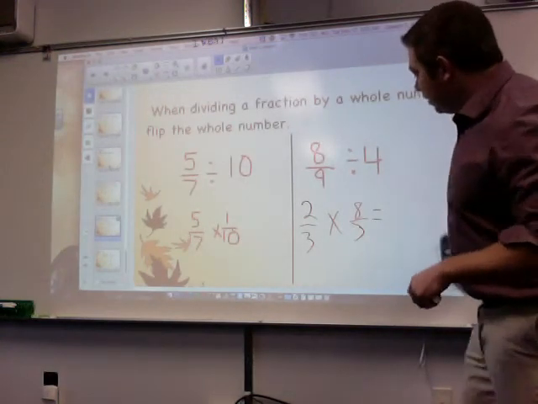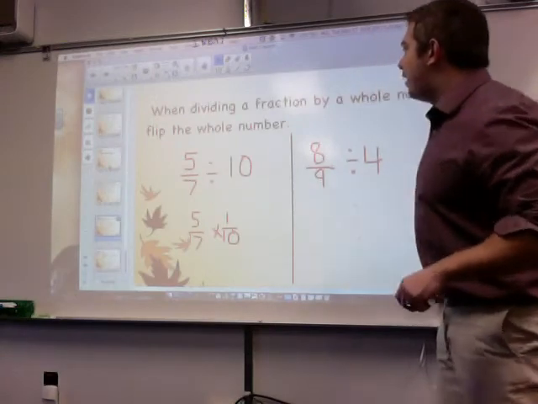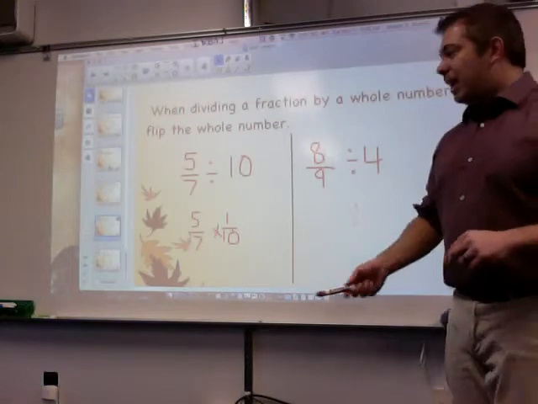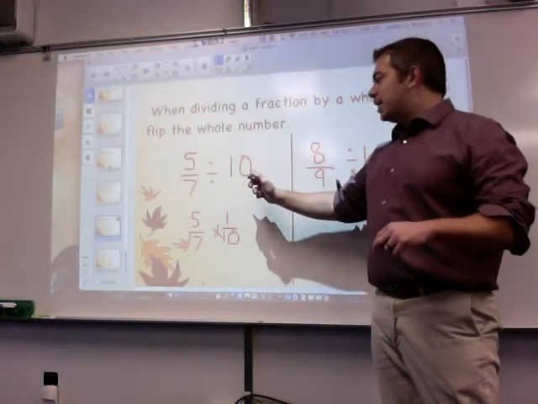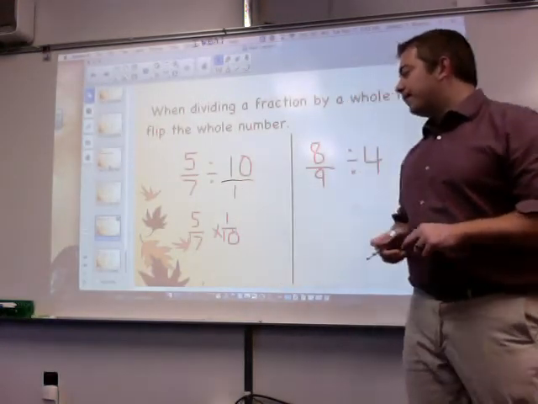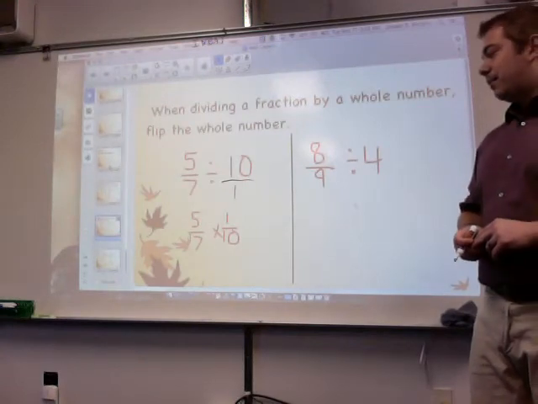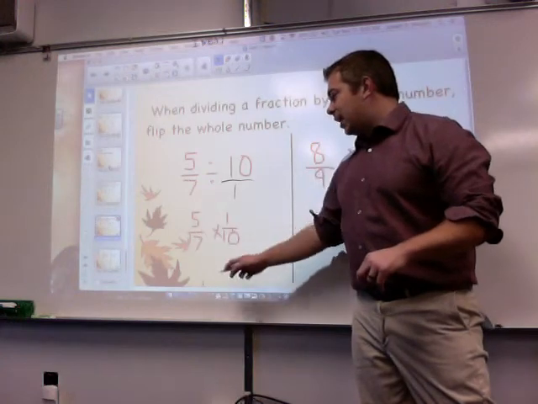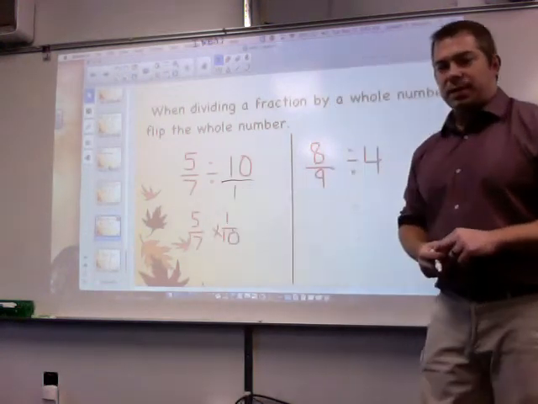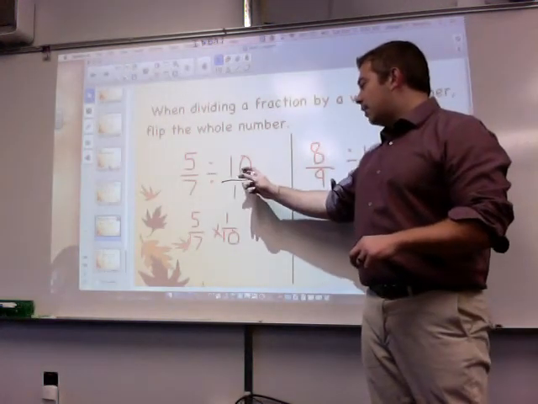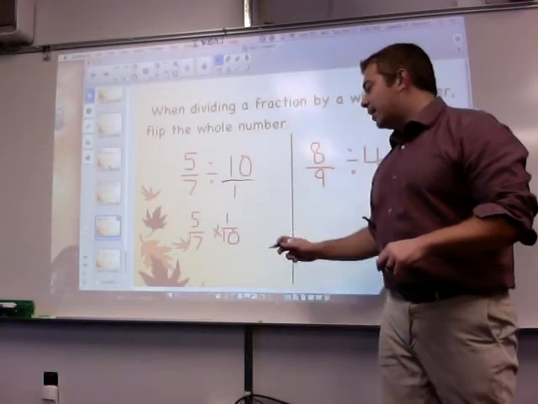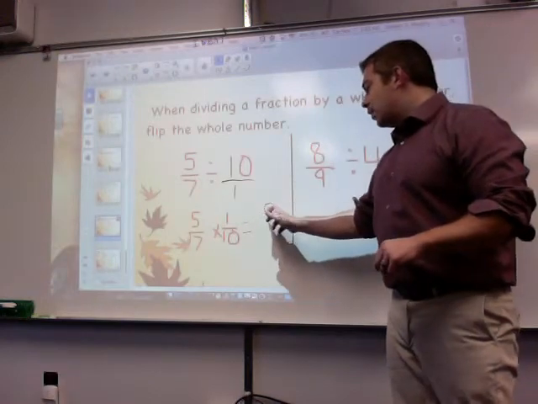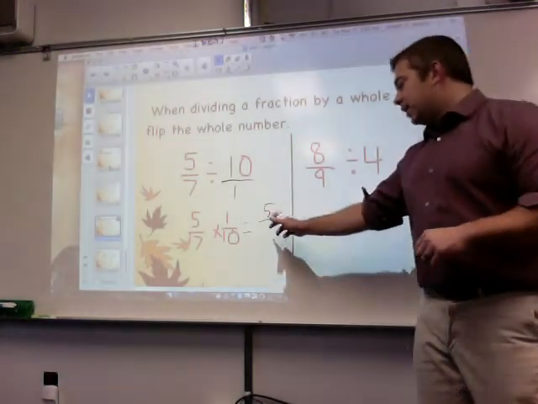Now, there's just a little bit of a difference here. When dividing a fraction by a whole number, you have to flip the whole number. For instance, 5/7 divided by 10, you really need to keep in mind that 10 is really 10 over 1. So when I skip, change, flip, or if I multiply by the reciprocal, 5/7 stays the same. I change my division sign to multiplication, and instead of dividing by 10, I'm just multiplying by 1/10. So 5 times 1 is 5, 7 times 10 is 70.